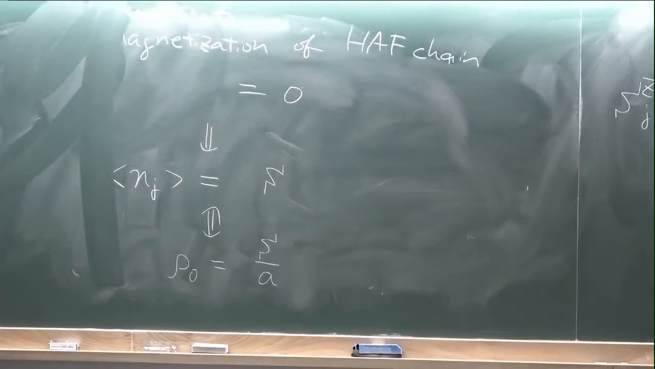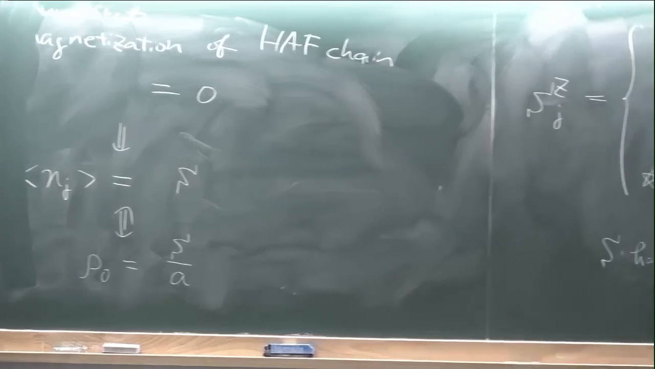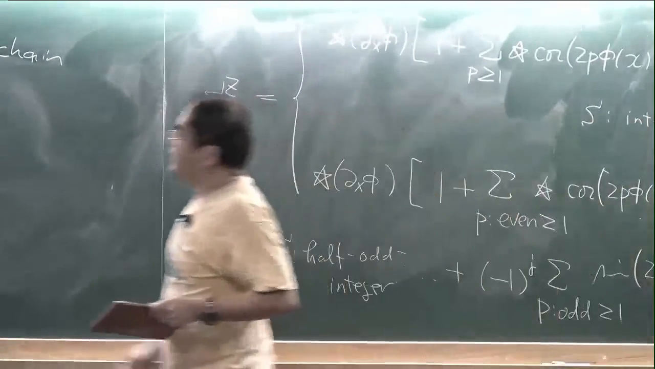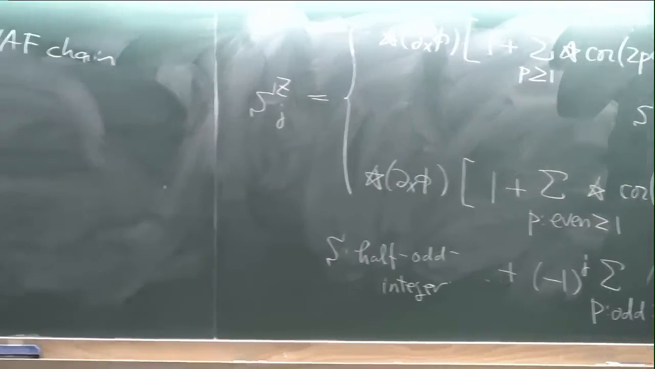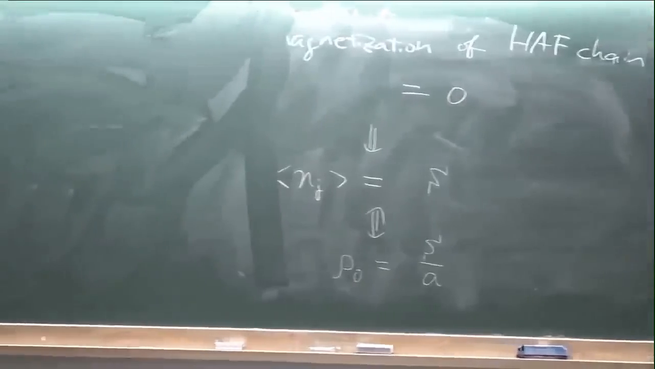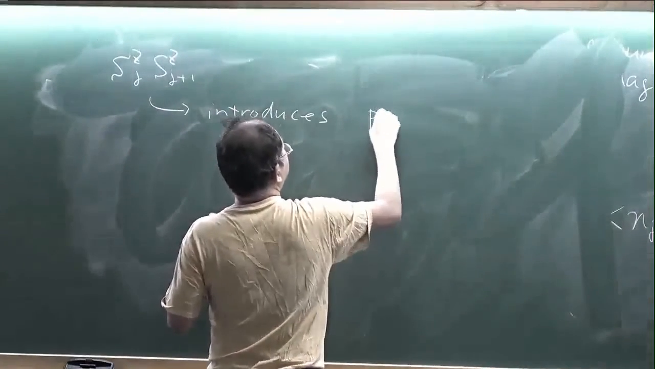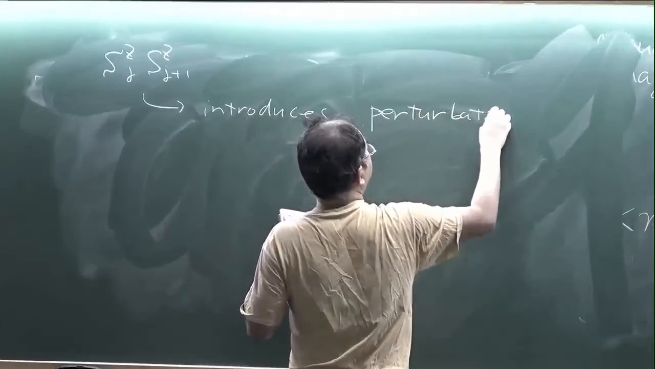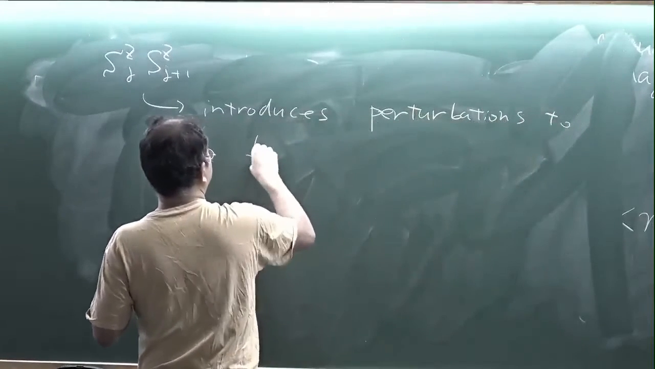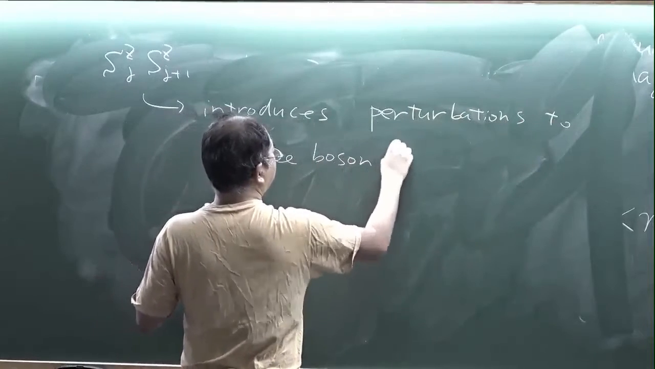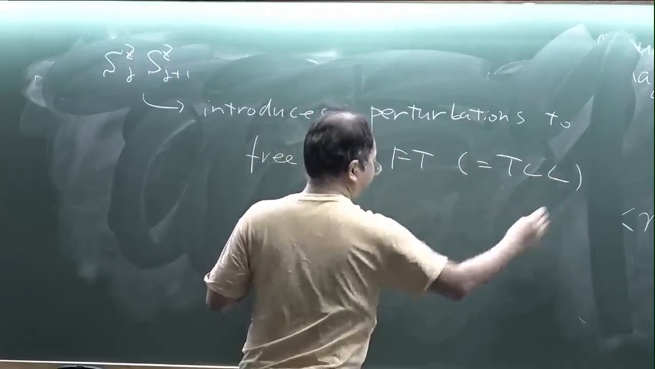So we always have this kind of perturbation to the Tomonaga-Luttinger liquid, but the question is, once we introduce this kind of perturbation, does it change the eventual behavior in the low energy limit or not? And that you can tell by renormalization group. So S^z_j plus 1 introduces perturbations to the free boson field theory, that is nothing but the Tomonaga-Luttinger liquid.